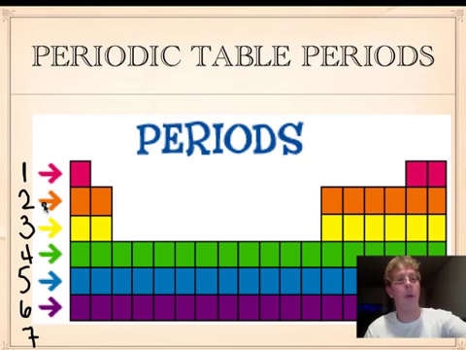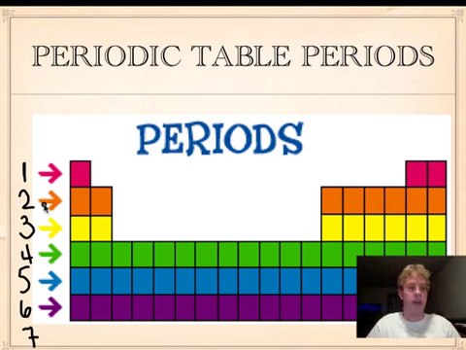So that's one way that you can check to make sure that you're writing your electron configurations correctly: if they're supposed to be found in a specific period or row, it should end with that energy level. The other important thing is this will give you a hint of what your highest energy level is going to be to help you determine what the valence electrons are.